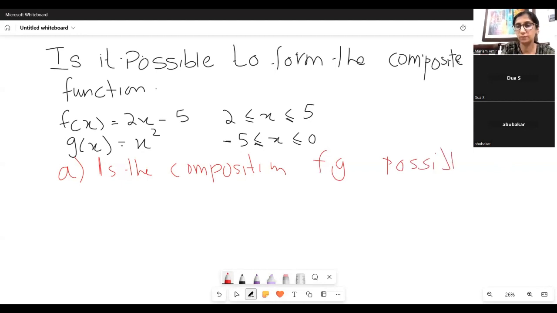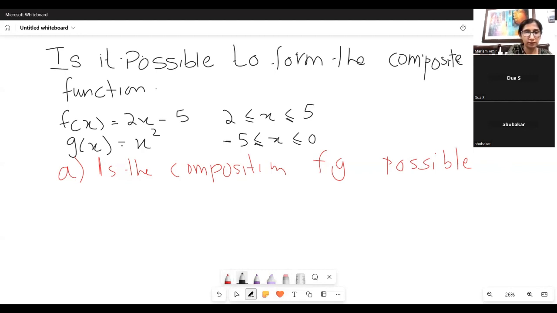Now in fg, what's the input function? Are we putting f into g, or are we putting g into f? g into f. Yes, so the input function is g. So we start from there.